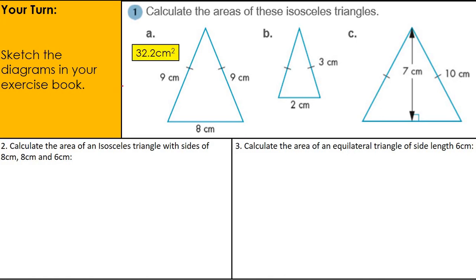Right, lovely. So for the first one, you should have 32.2. Remember, you're looking for that height. So it's 9 squared subtract 4 squared, and square root will give you this. You times your height by your base of 8 and then divide by 2. So here you should have for your area 2.83 centimetres.